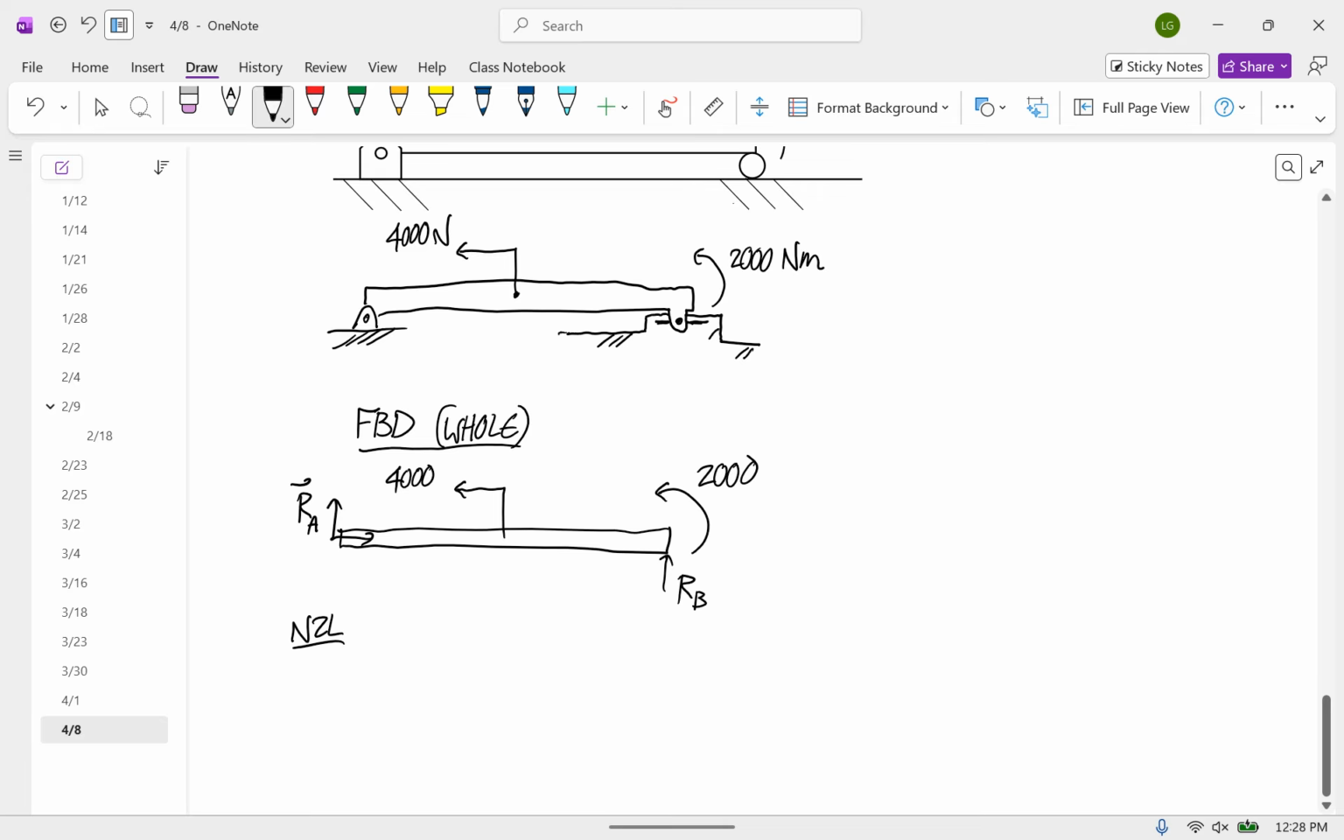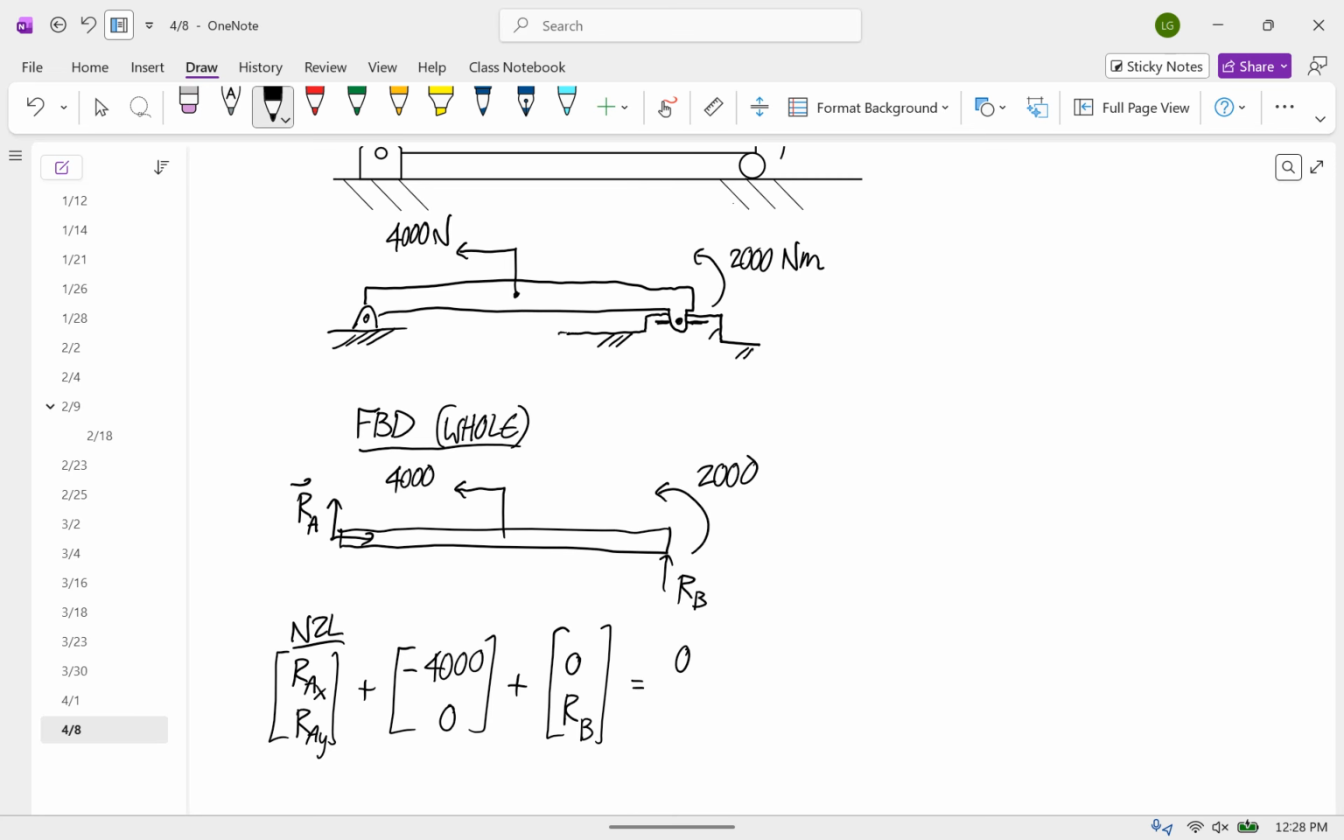So Newton's second law says RAX, RAY plus negative 4,000, 0, plus 0, RB is equal to zeros. So we know that RAX is equal to 4,000. And we know that RAY is equal to negative RB.